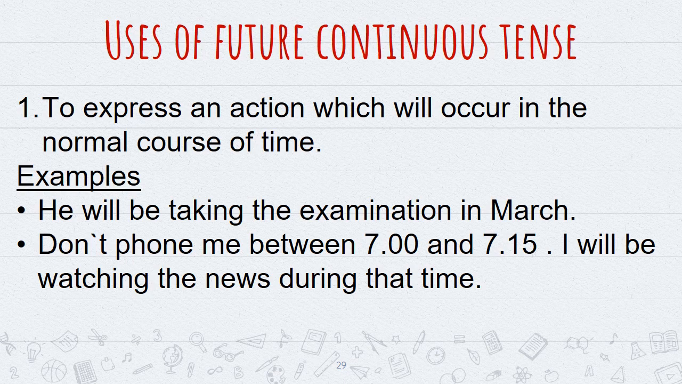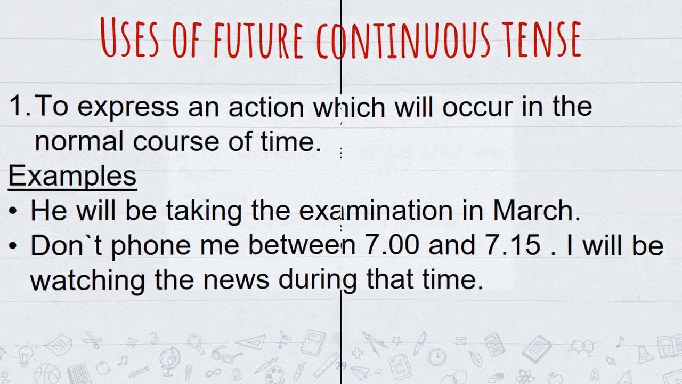This means this is a fixed time, the timetable that I have already set, and I am sure to do that particular thing at that very time. So therefore it is said, don't phone me, don't call me between this time and this time. I'll be watching the news during that time. There we are using future continuous tense.